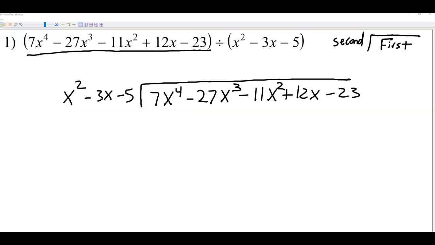So first of all, to get the 7, I would need a 7. And since this one only has 2 x's, I would need 2 more to get 4, right? So we're going to be multiplying by 7x squared. Okay, so let's put 7x squared there. I like to line them up if they match. It's not a huge deal if you don't.